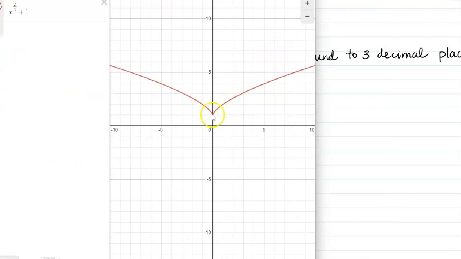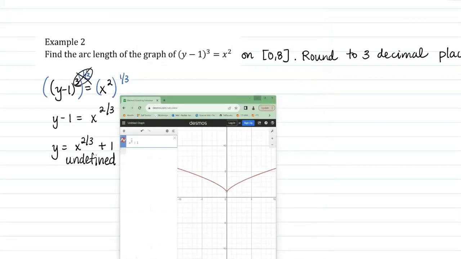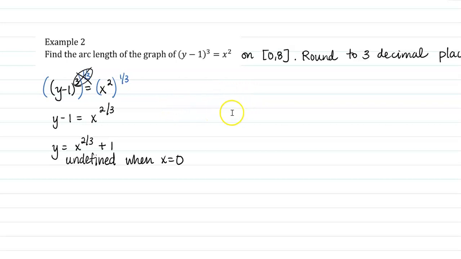That little corner, that little pointy part right there, that's a problem when we're dealing with derivatives. The function is not differentiable right there. If we were to take the derivative of this function, we would end up with x in the denominator, and we can't have 0 in the denominator. So that's why we're seeing that issue. It's undefined when x is 0, but 0 is included in the interval that we're looking at. So we cannot use this version of the function because it is undefined. So it did not work for us when we solved for y.